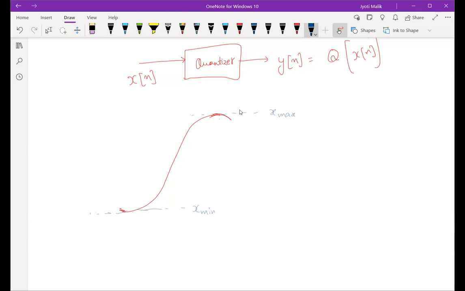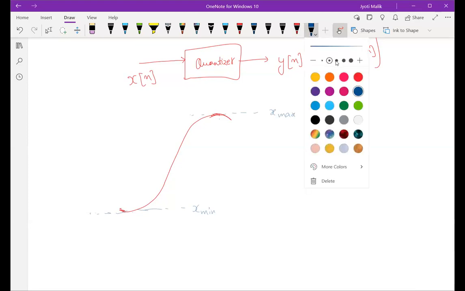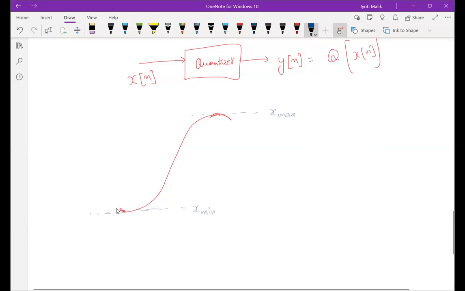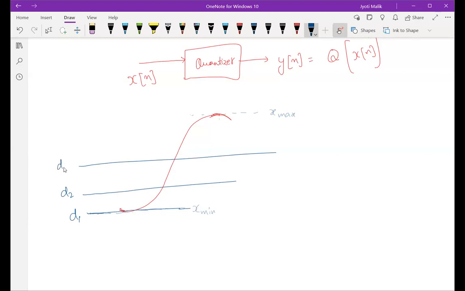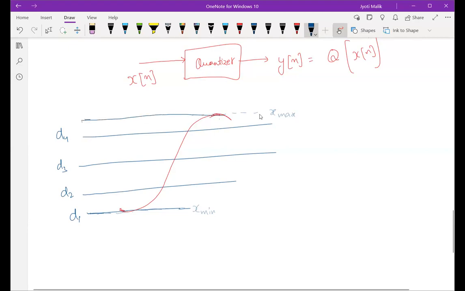It breaks this. First of all, it draws some boundaries for the signal, which are equally spaced. What do I mean by boundaries? We call them decision boundaries. So the first boundary will be at the minimum, D1. Then after some gap, there will be another boundary, let's say D2, another boundary D3, another D4, and the final boundary here, D5. So there are 5 decision boundaries. These are your decision boundaries.